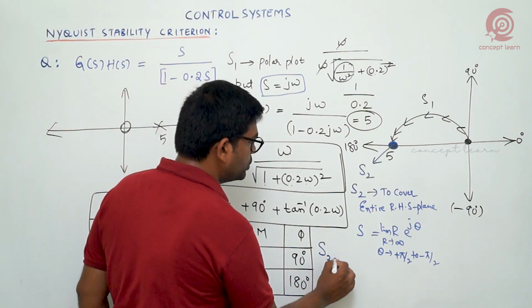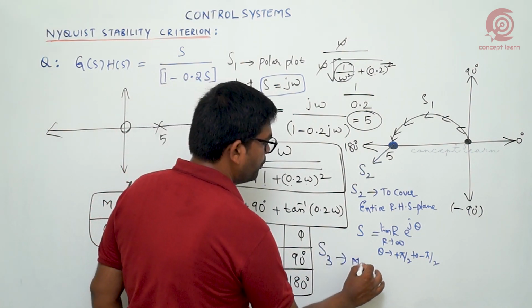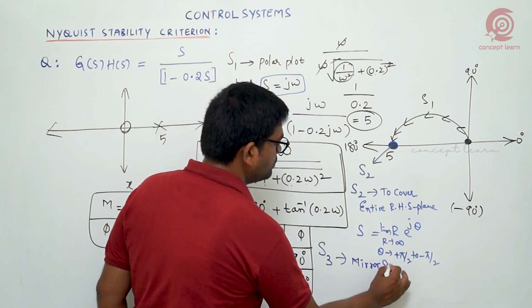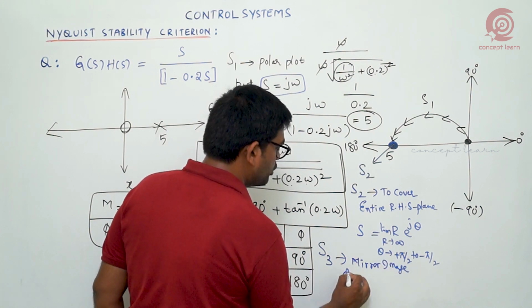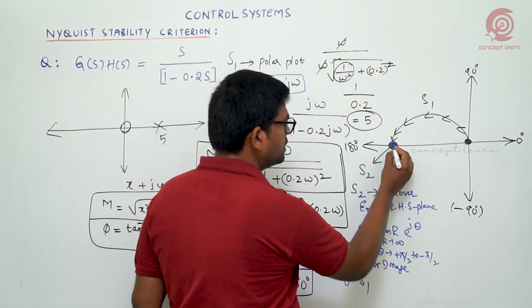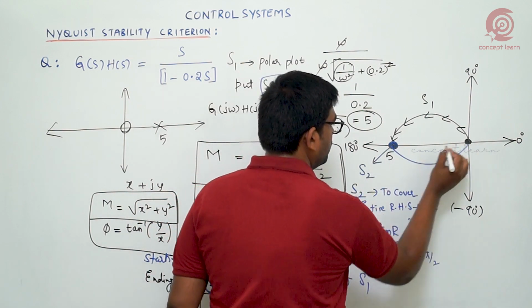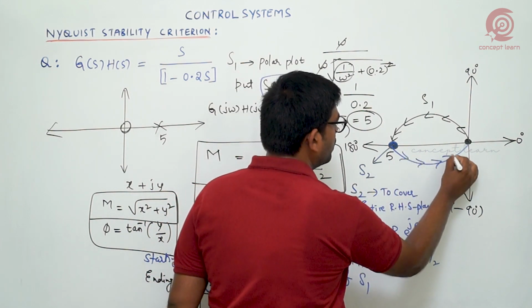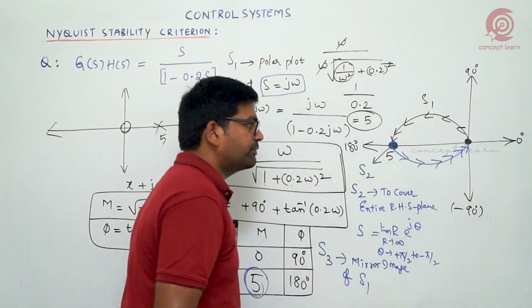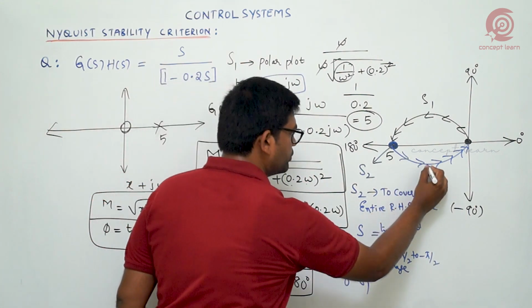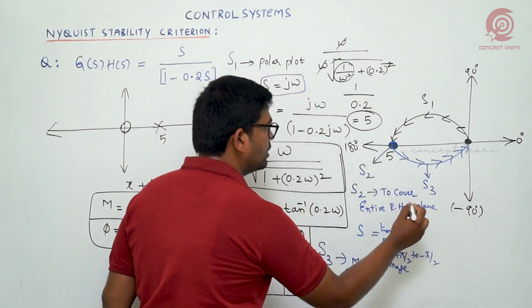Now what is S3? S3, as usual, is just the mirror image of S1. So I am just following in this direction because it is the mirror image. What about S4? Does S4 exist or not? Yes, S4 exists. Why does S4 exist here?